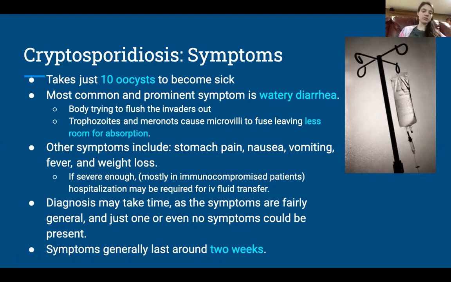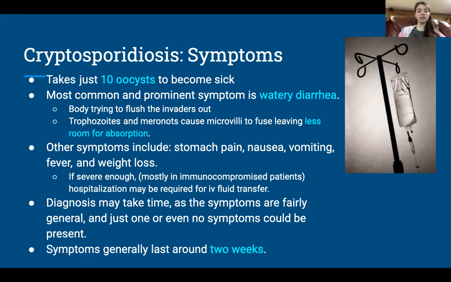So, of course, it's going to be more watery. But other symptoms include stomach pain, nausea, vomiting, fever, and weight loss, which can be worse or better depending on how bad the infection is, and also obviously immunocompromised patients do get it much worse because of the lack of T cells and other cells to combat the disease. But some patients do require hospitalization just to replace the fluid that they're losing through diarrhea, because it can get pretty bad.